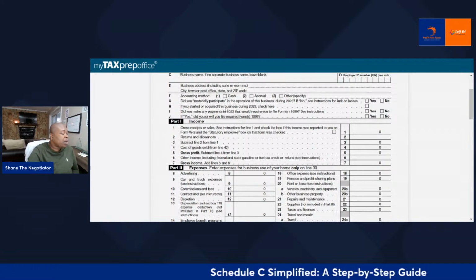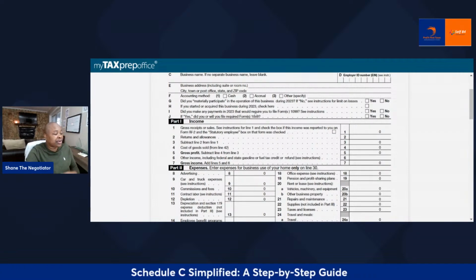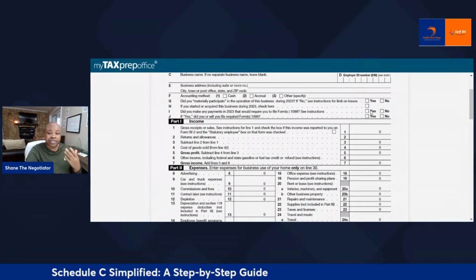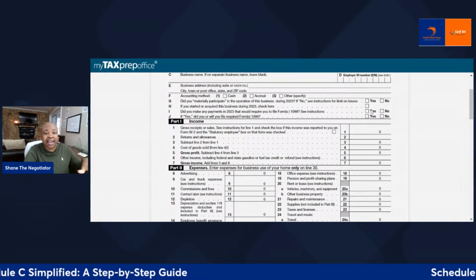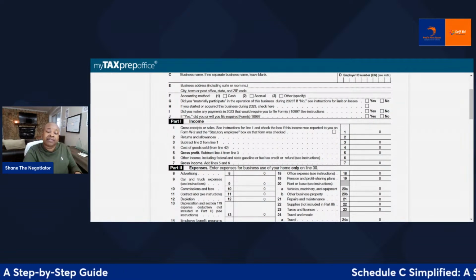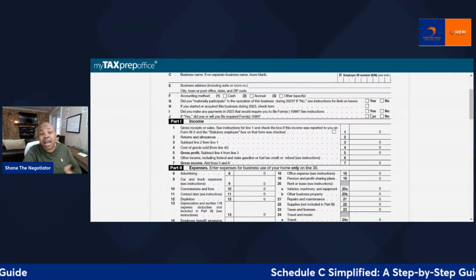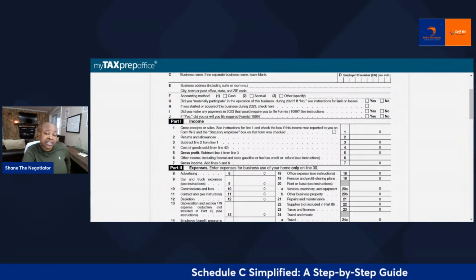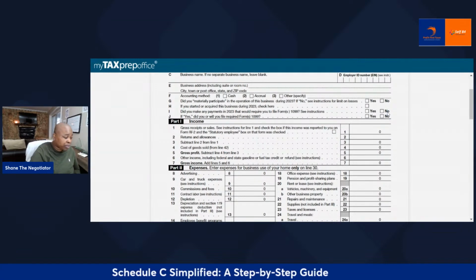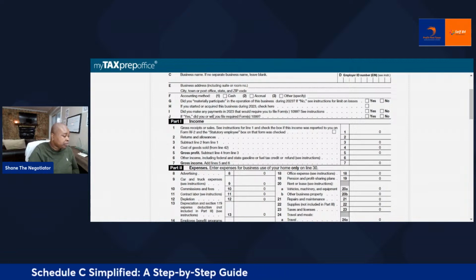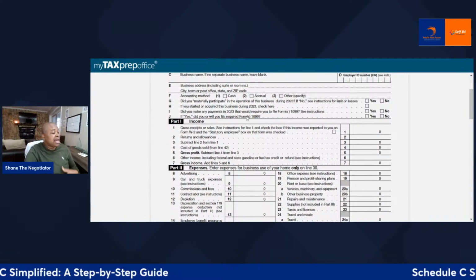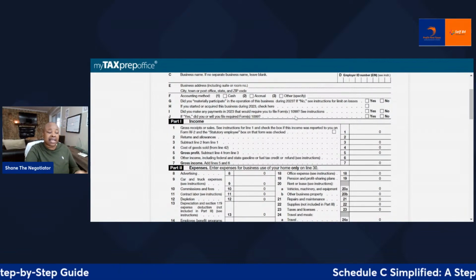If you started or acquired this business during that year, you would check here. So if it's a brand new business that you created that year that you're filing for, then you would check yes. If not, and you've had the business from previous years, then of course you click no. Did you make any payments that would require you to file 1099?